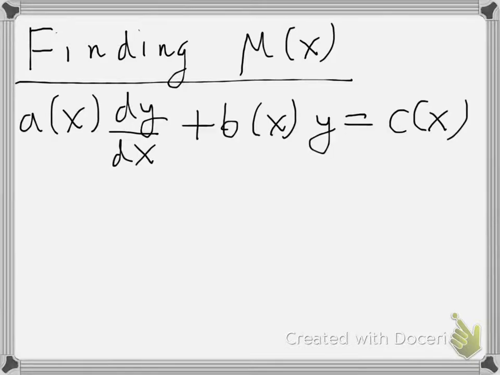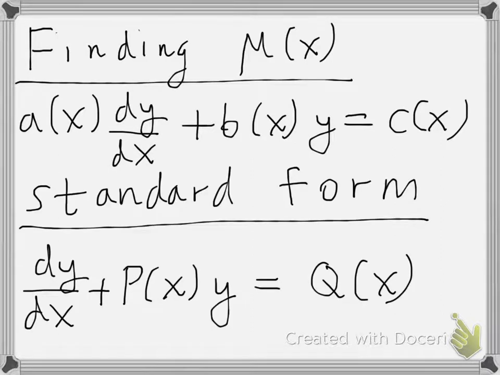Well, we start with the differential equation in first-order linear form, so it's of the form a of x dy dx plus b of x y equals c of x. First thing we're going to do out of the gate is divide through by the function a of x, and put the differential equation into what we call standard form, which looks like dy dx plus some function p of x times y equals some other function q of x.